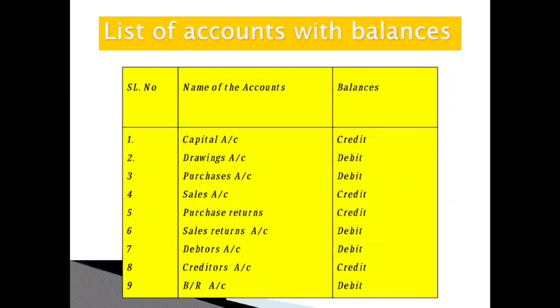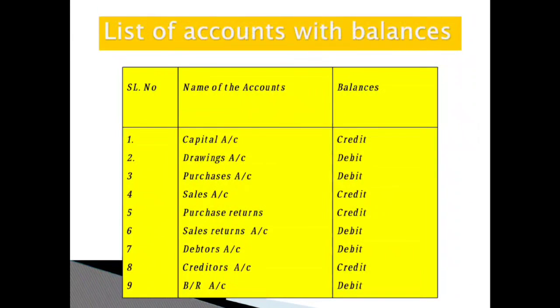Next we will see the list of accounts with the balances. First I will clarify for you: whatever liabilities we have, they always show credit balances. All the assets show debit balances. So asset accounts always show debit balance, liabilities accounts always show credit balance. Then income and gains show credit balance. Expenses and losses will show debit balance. I hope you are clear with it.